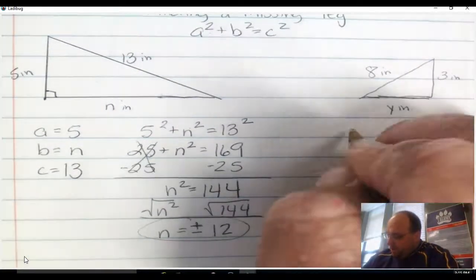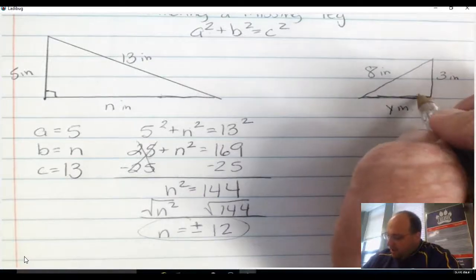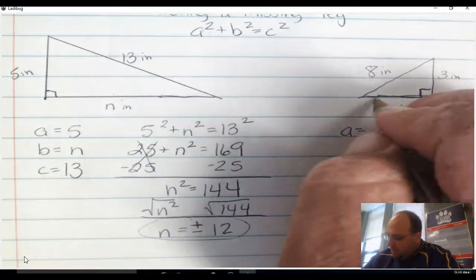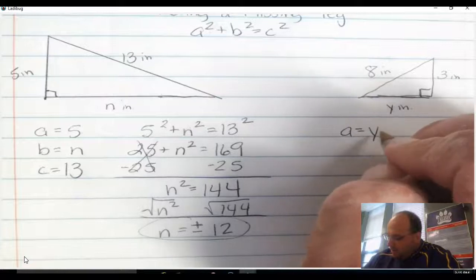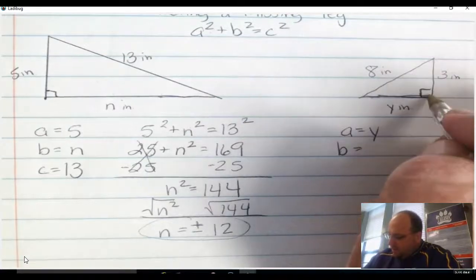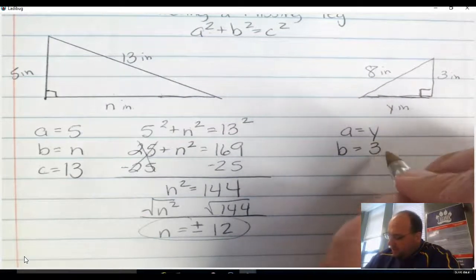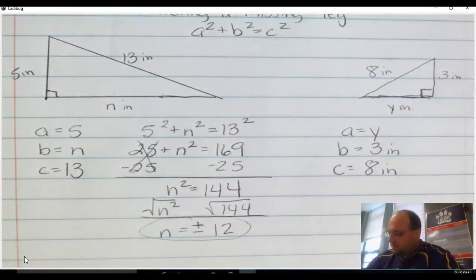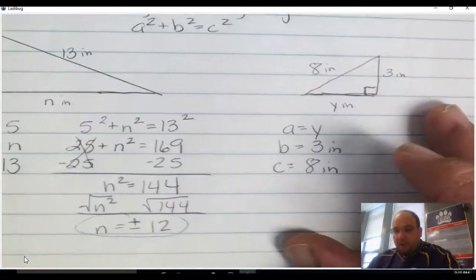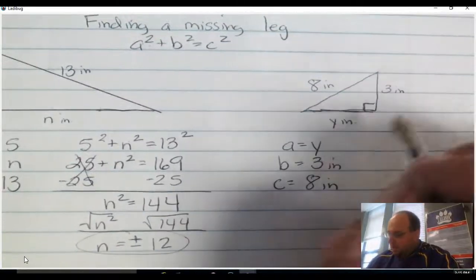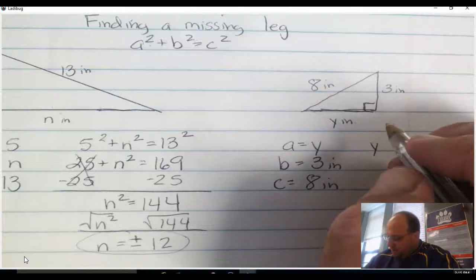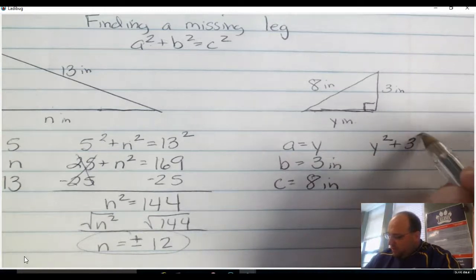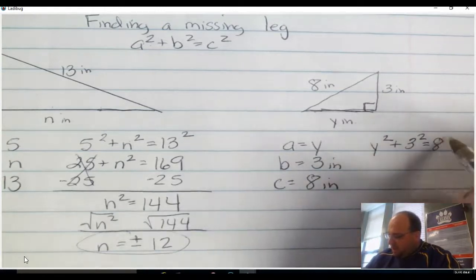I have 8, 3, and a y. Right here is my right angle, so I'm going to identify the legs first. A is going to be y, because this is one side of the 90-degree angle. B is going to be the other side that forms the 90-degree angle, which is 3 inches, which means that C, the hypotenuse, is 8 inches. So I'm going to again use the Pythagorean theorem. A squared, which is y squared in this case, plus b squared, which is 3 squared, equals c squared, which is 8 squared.